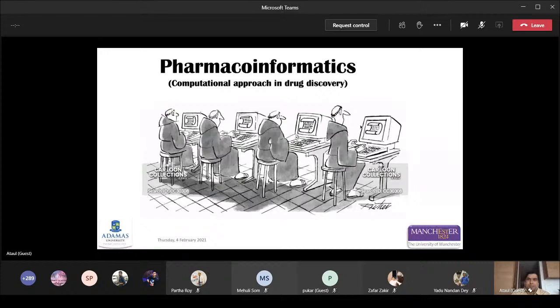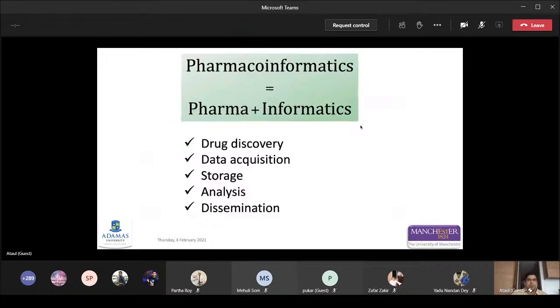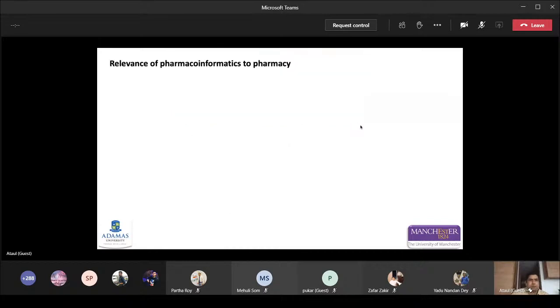What is pharmacoinformatics? I will explain very briefly here and then move on. Pharmacoinformatics has two terms, pharma plus informatics: when informatics or computational approaches are involved in the pharmaceutical sciences or pharmacy to identify the drug molecule, or better, the lead molecule, for data acquisition, collection, storage, analysis and finally dissemination of data. These are the preliminary concepts of pharmacoinformatics, that is, what we can do using it. On the next slide I will explain a little more.